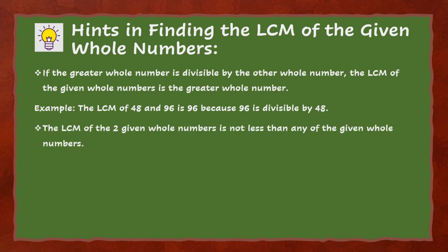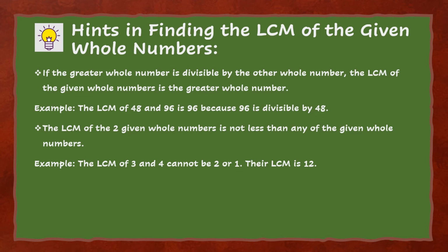Tip number 2. The LCM of two given whole numbers is not less than any of the given whole numbers. Example, the LCM of 3 and 4 cannot be 2 or 1. 1 and 2 are obviously less than 3 and 4.